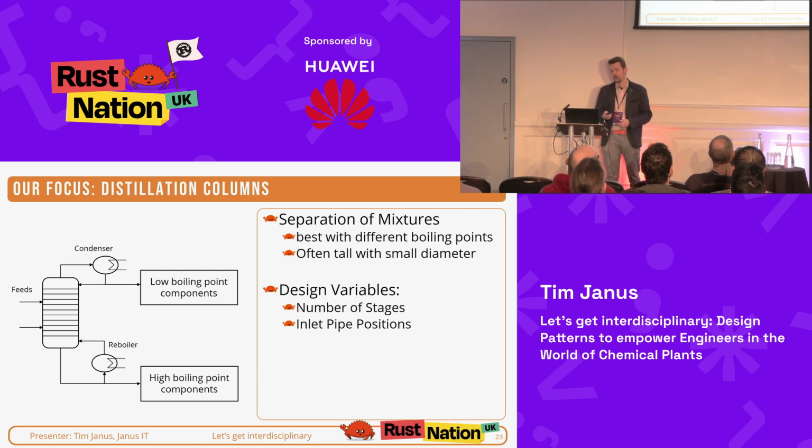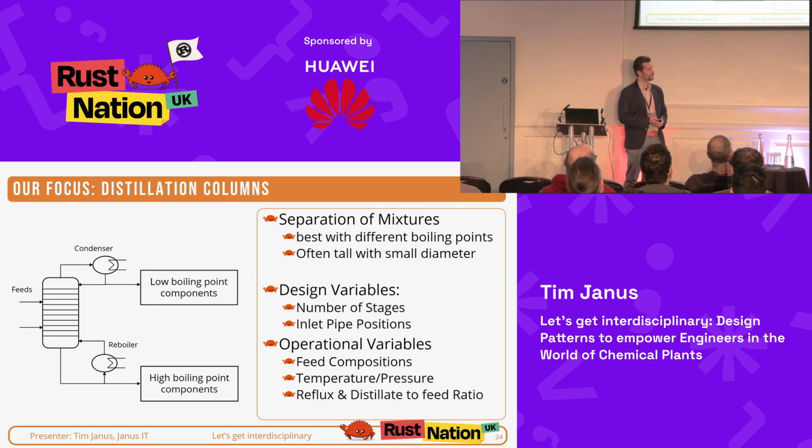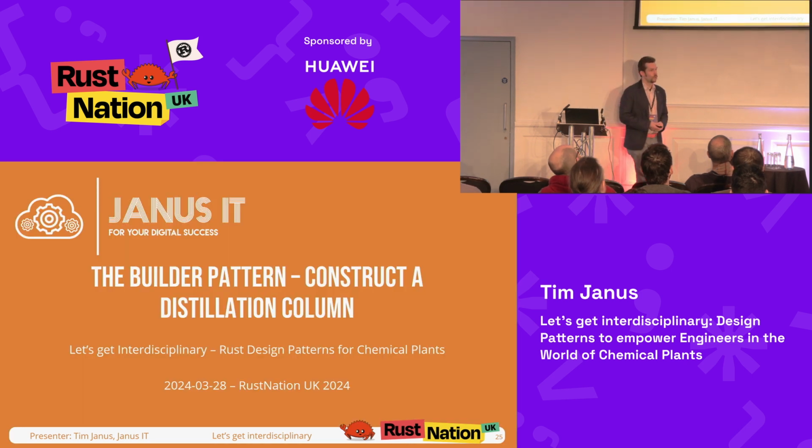And in the computer, we will have variables to describe this distillation column. For example, the number of stages represents the height, and also where the inlet positions are, where we put our feed into the distillation column. Then there are other variables, like you can control temperature and pressure to some amount. And so now we know what a distillation column is.